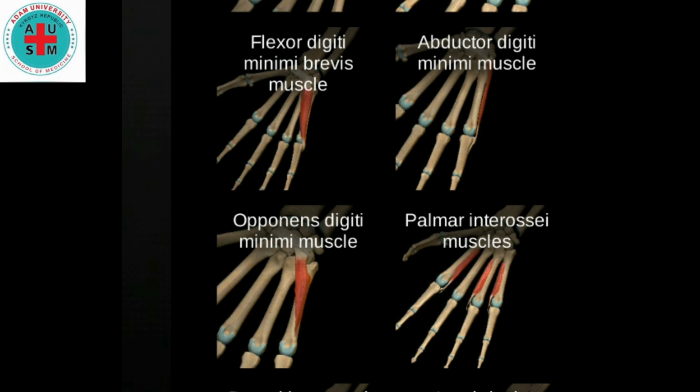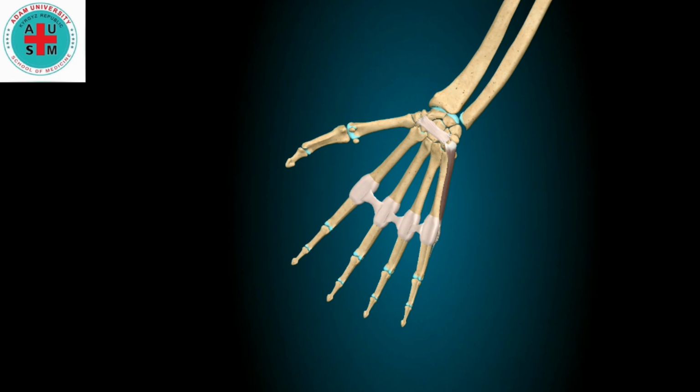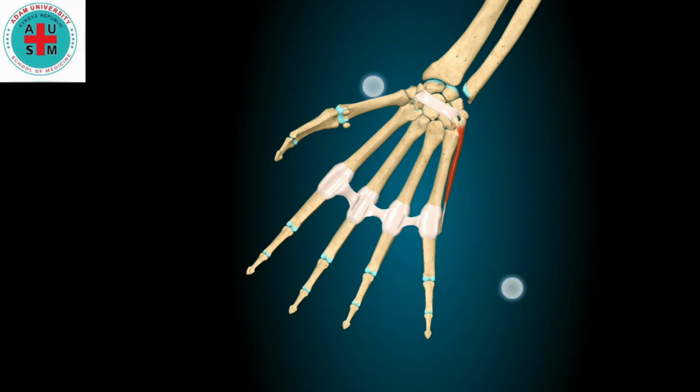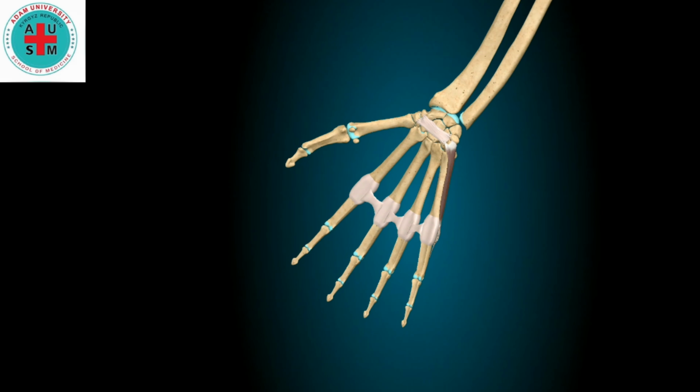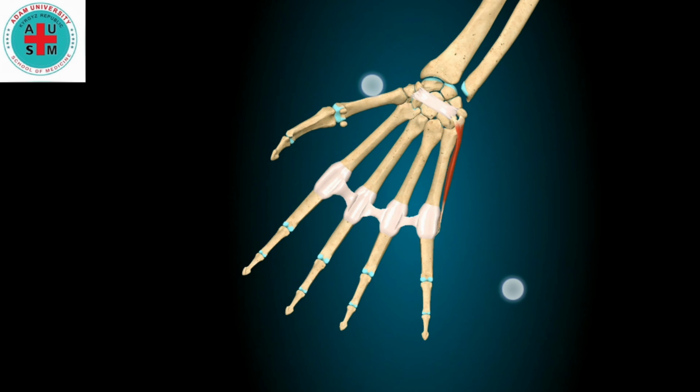Now we will discuss the three hypothenar eminence muscles. Number 1, abductor digiti minimi. Number 2, flexor digiti minimi. Number 3, opponens digiti minimi. This is the abductor digiti minimi muscle, which originates from the pisiform bone and is inserted into the base of the proximal phalanx of the little finger and plays an important role in the abduction of the little finger.